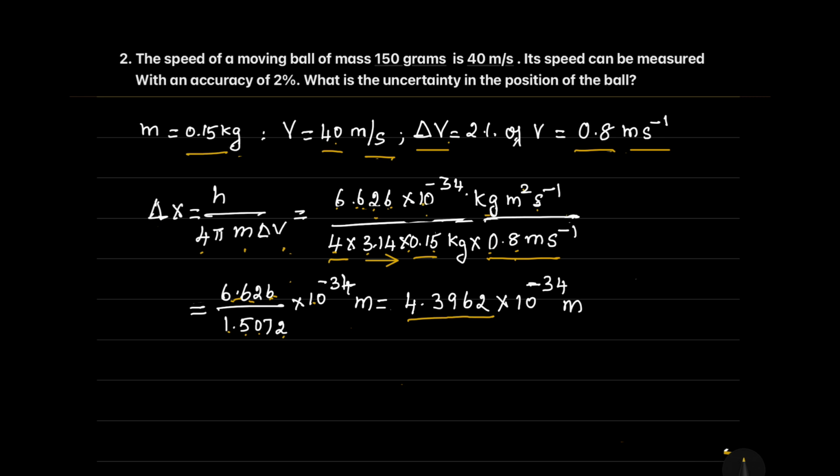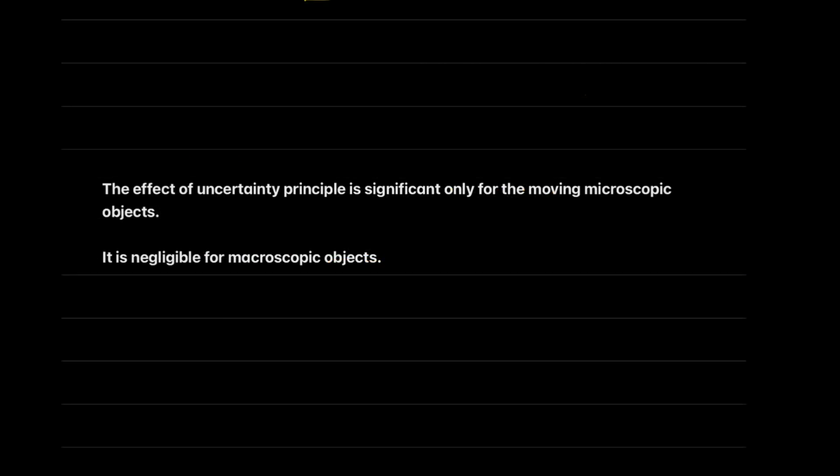Then the exponential part in the equation is 10 raised to the power of minus 34 present in the numerator side. And on simplification of the units, cancelling the common terms, we get meters. Therefore, the answer is 4.3962 into 10 raised to the power of minus 34 meter, which is the uncertainty in the position of the ball. The example taken in the second problem is a macroscopic object, a moving ball of mass 150 grams.